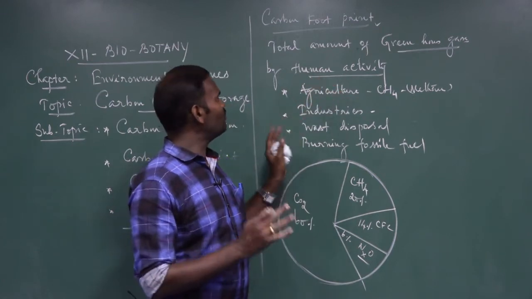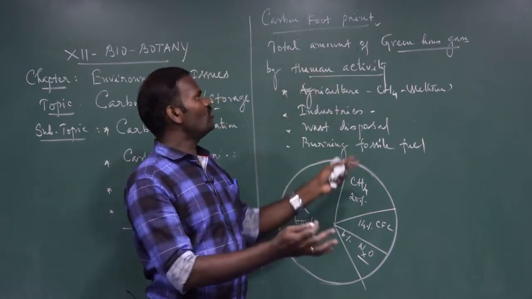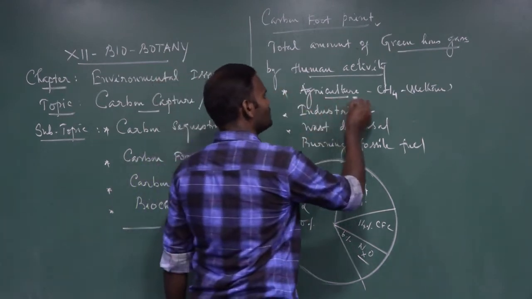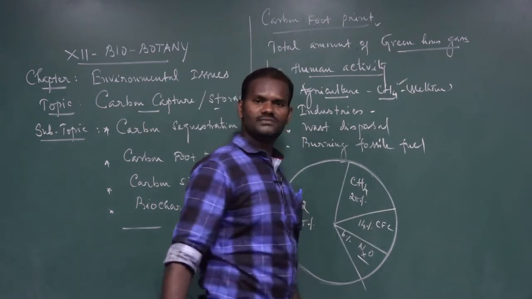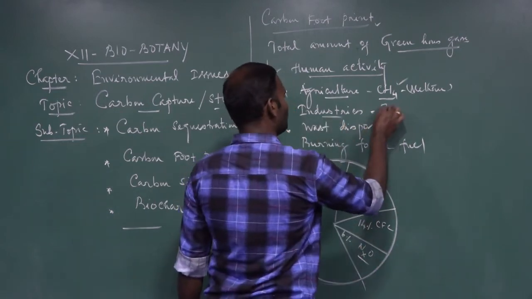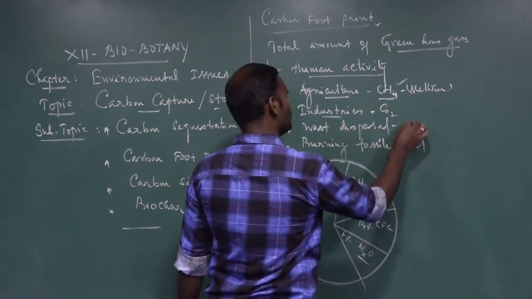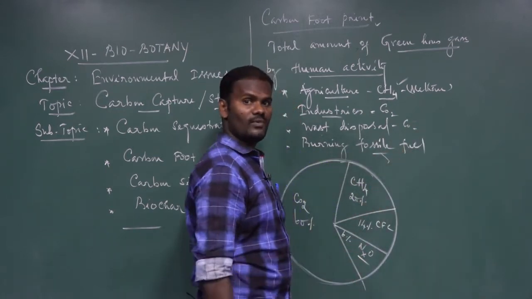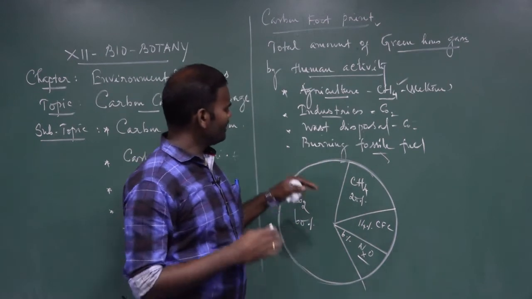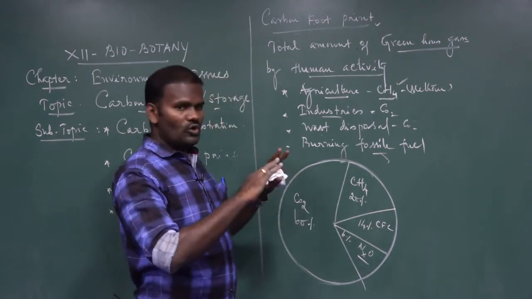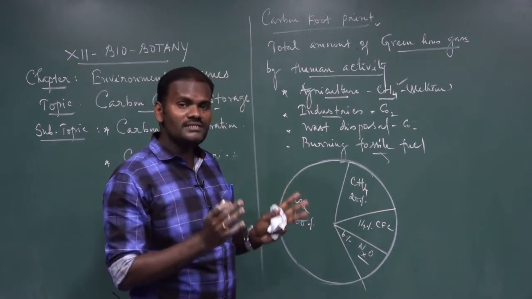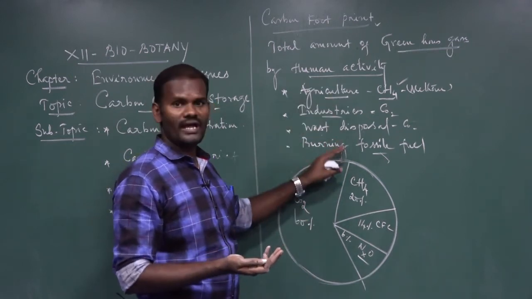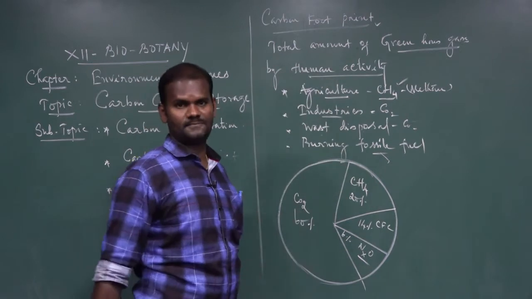So what is called carbon footprint? The total amount of greenhouse gases produced by human activities such as agriculture, which releases methane, industries, which release carbon dioxide, and waste disposal, burning of fossil fuels like coal and petroleum releasing carbon dioxide, either directly or indirectly. So we can measure how much carbon dioxide is released into the atmosphere due to human activities. This is called carbon footprint.